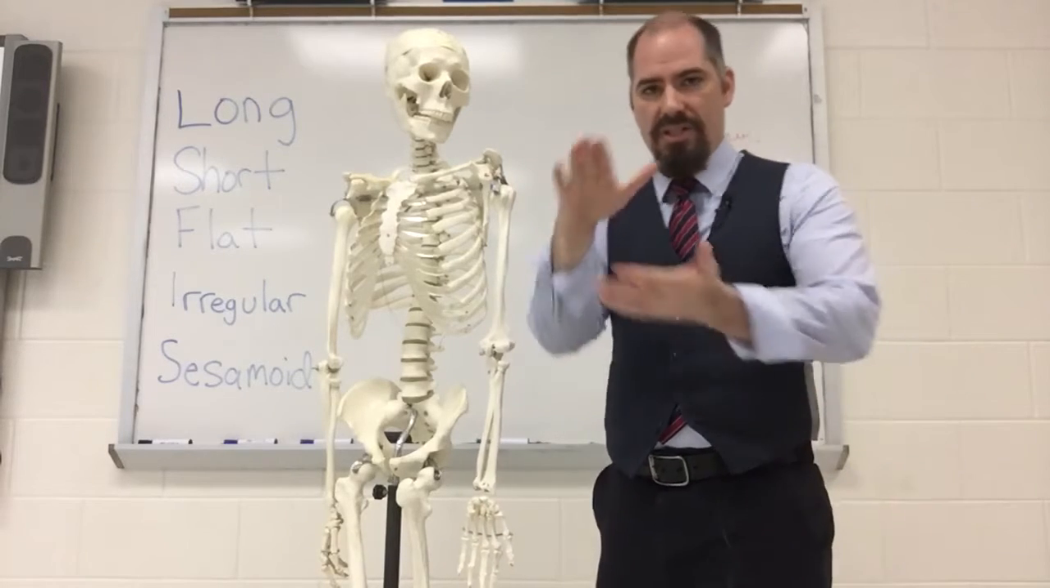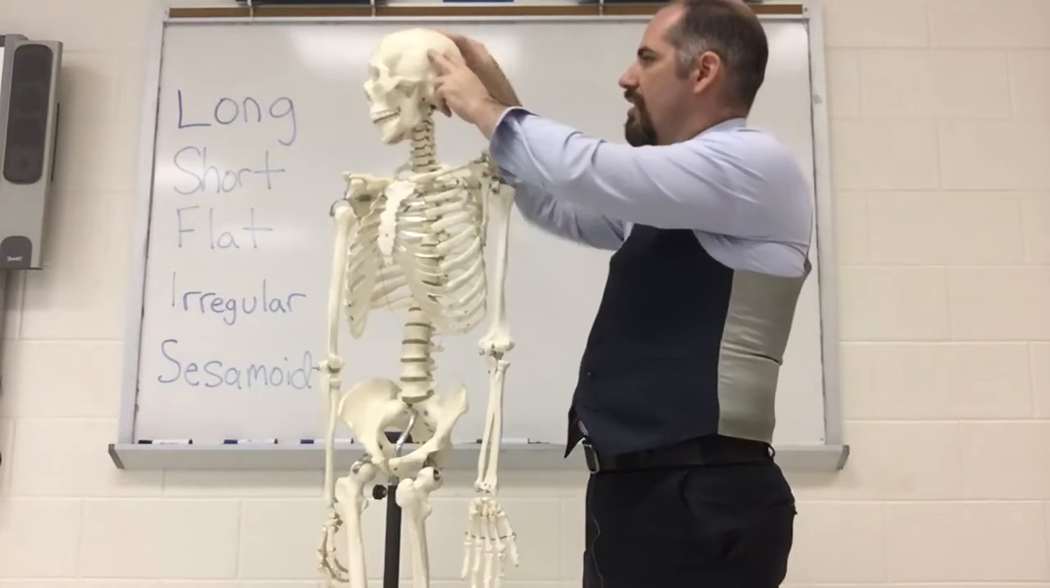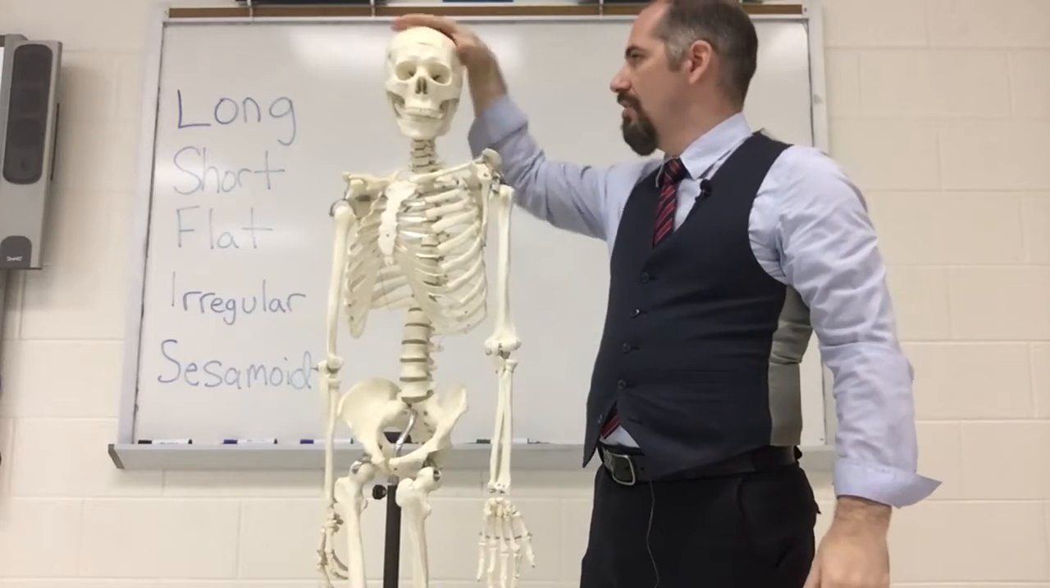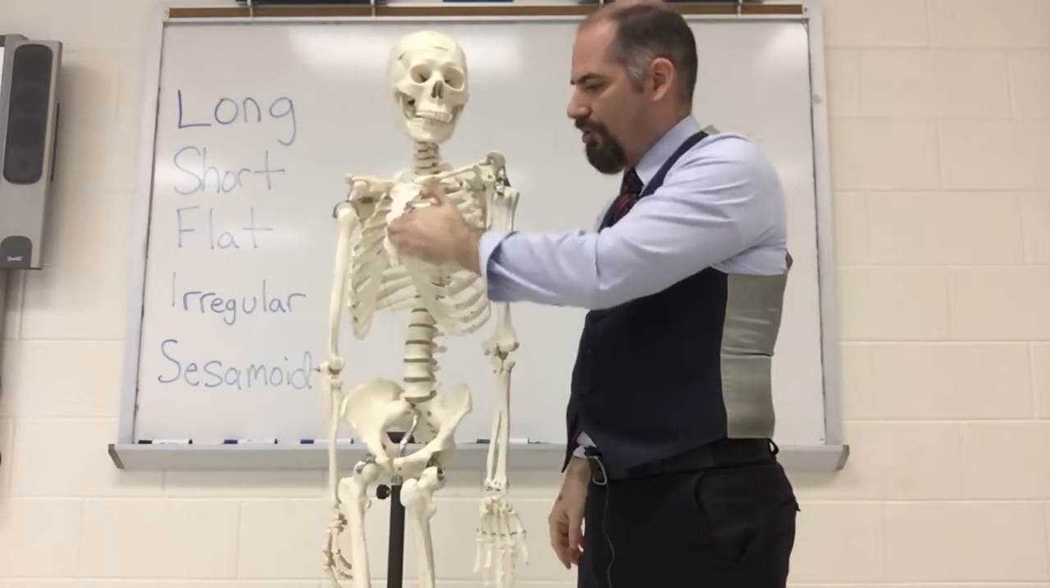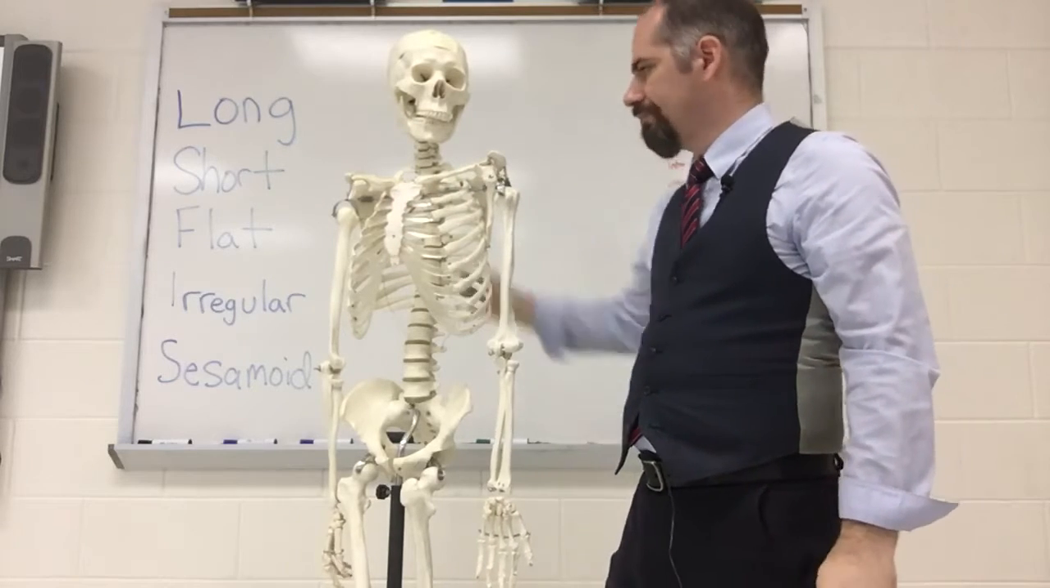Next we have flat bones. These are those that look like they're squished down. So here in the cranium, these sets of bones that are all fused together, all of those are flat bones. This sternum, the breastbone right here, that is considered a flat bone as well.